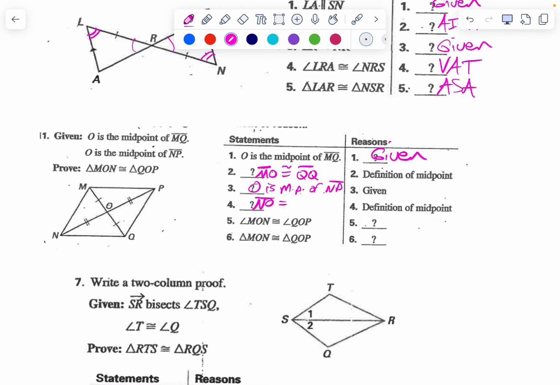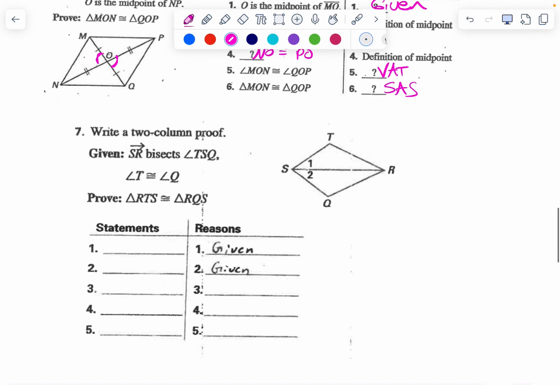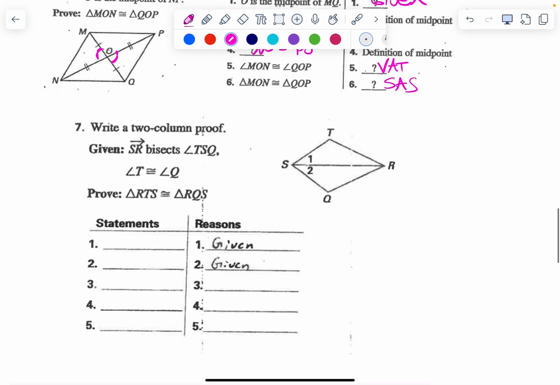Now we just do that again. NO is congruent to PO. Definition of midpoint again. And then angle MON and QOP, what kind of angles are those? Okay, what's the reason for these triangles to be congruent? SAS, side angle side. All right, next one.